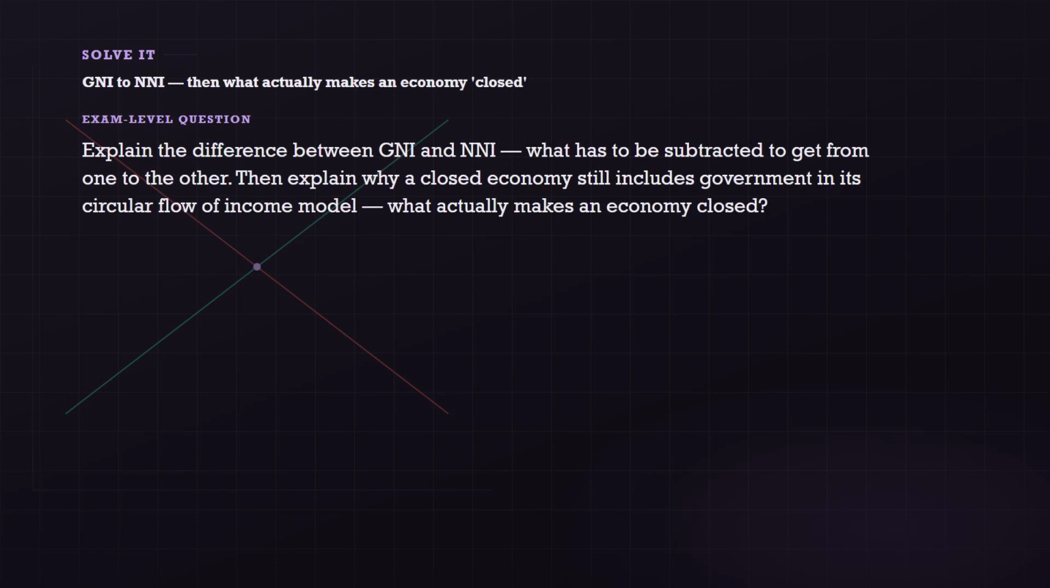Here is your exam-level question. Explain the difference between GNI and NNI. What has to be subtracted to get from one to the other? Then explain why a closed economy still includes government in its circular flow of income model. What actually makes an economy closed?